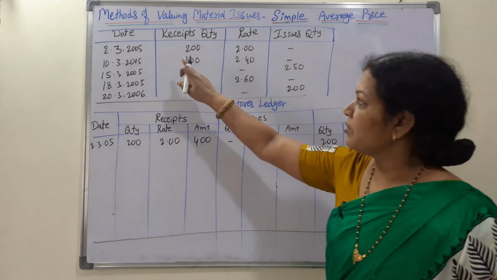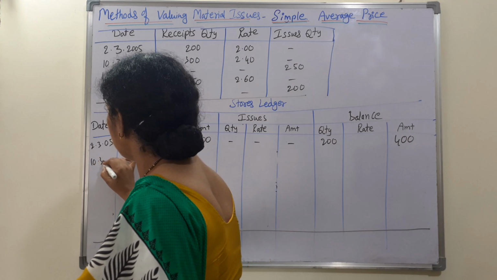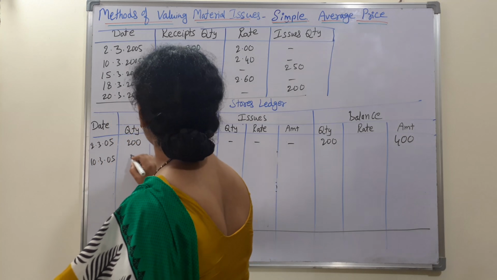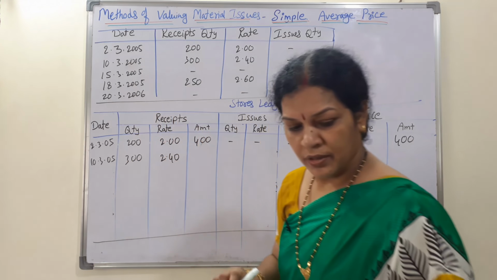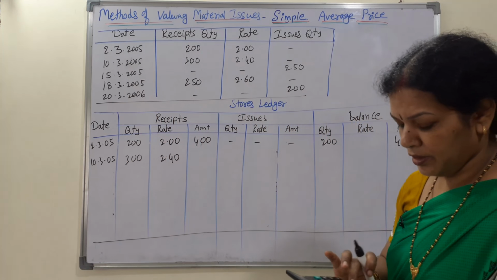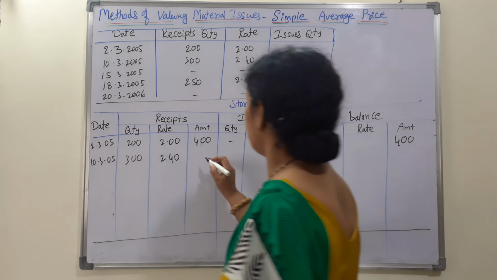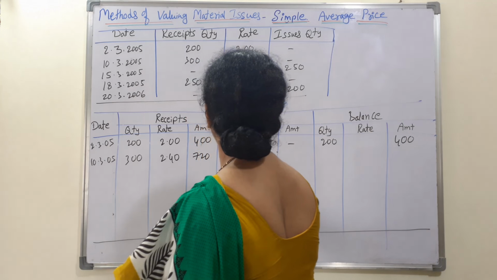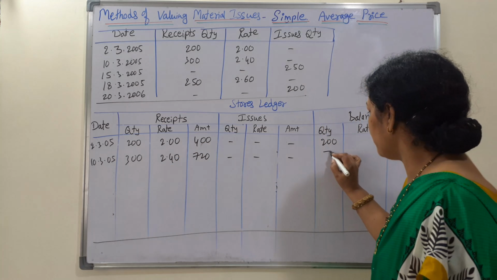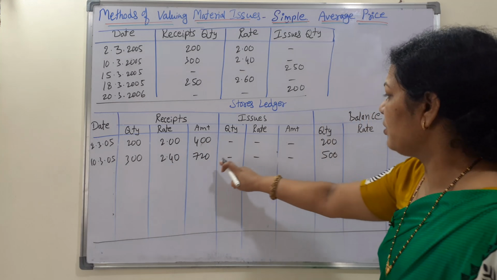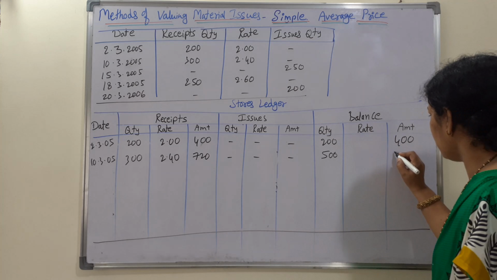Clear? Now that is over. On 10th March there is also a purchase, 10/3/05. How much have we purchased? 300 at the rate of 2 rupees 40 paisa. 300 into 2.40 comes to 720. So the quantity is 200 plus 300, 500, and the amount is 720 plus 400, 1120.